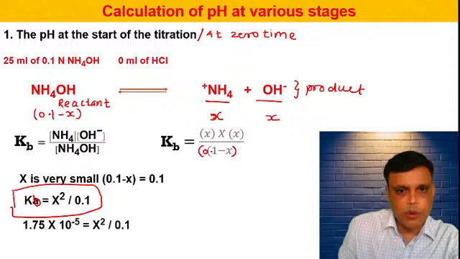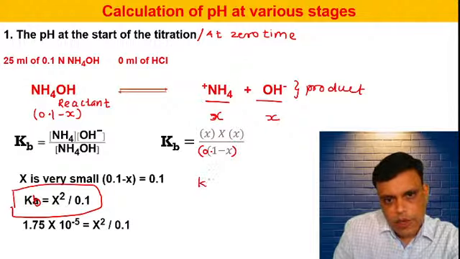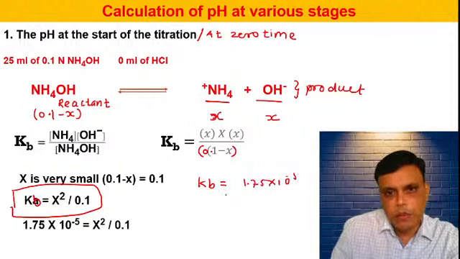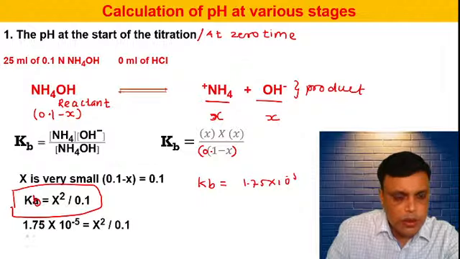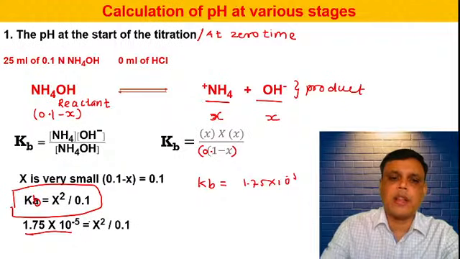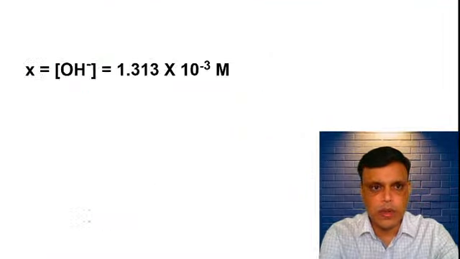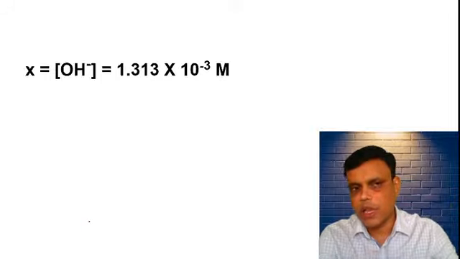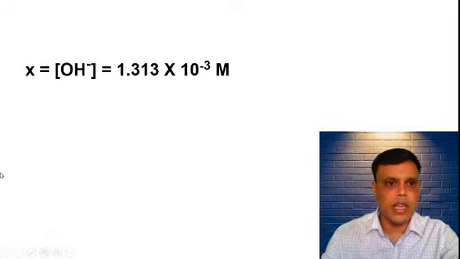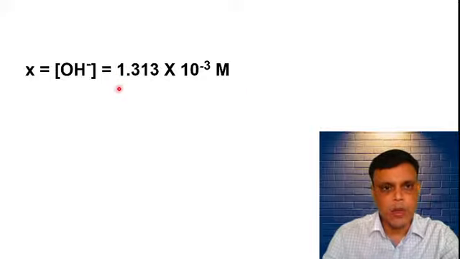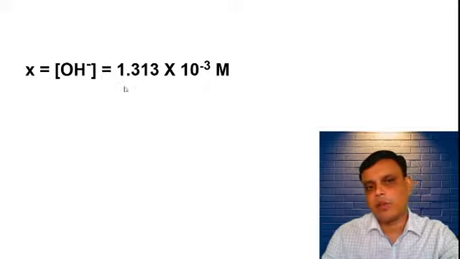So this Kb is given to you. Kb for this reaction is 1.75 into 10 raised to minus 5, and we'll put this Kb in this equation. So this equation will become 1.75 into 10 raised to minus 5 equals x square divided by 0.1. Now you know the value of Kb, you can calculate x square, and from that x square you can calculate x, and x is nothing but the concentration of OH minus ion. And how much does it come? From x square, x will be 1.313 into 10 raised to minus 3 molar.